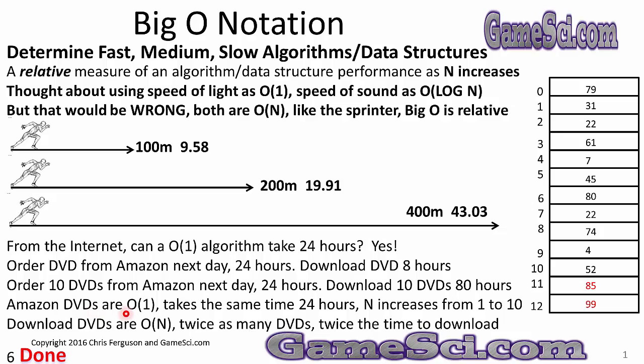Amazon DVDs are order of one. It takes the same 24 hours when n increases from 1 to 10 DVDs. That is an order of one algorithm. It takes the same amount of time to receive one DVD as it takes to receive 10 DVDs, 24 hours. However, the download of the DVDs is order of n. If you take twice as many DVDs, it takes twice the amount of time to download. So that's my short introduction to Big O notation.